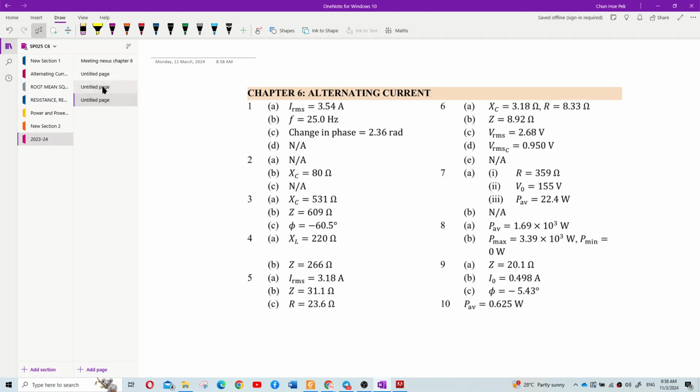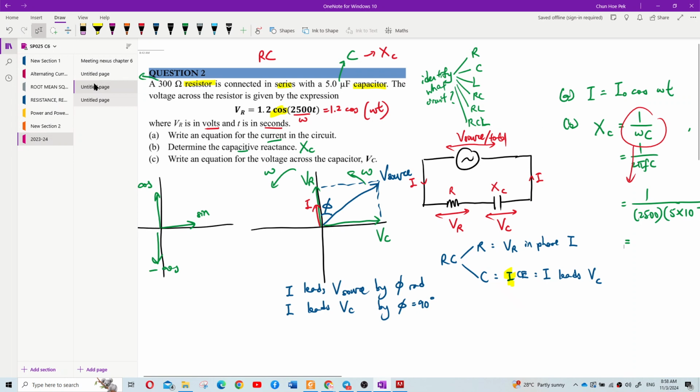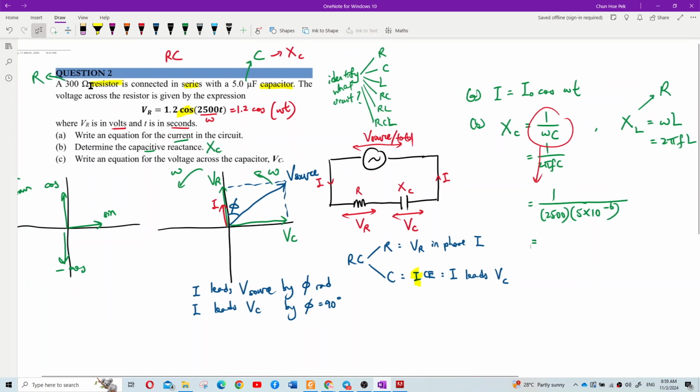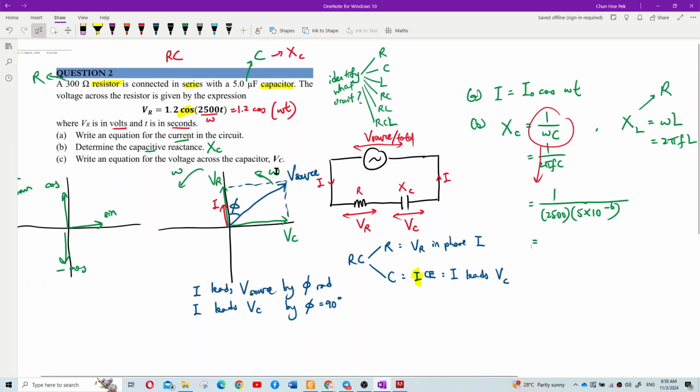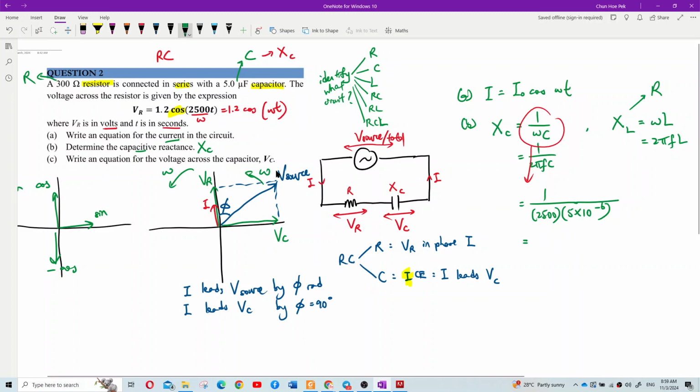Okay, so what's the answer just now? Question 2B is 80 ohm. So 2B just now is 80 ohm. So you calculate, you got 80 ohm. Is that correct, class? Do you get the same answer? Do you do calculation on your own? I hope so. I hope for the good.